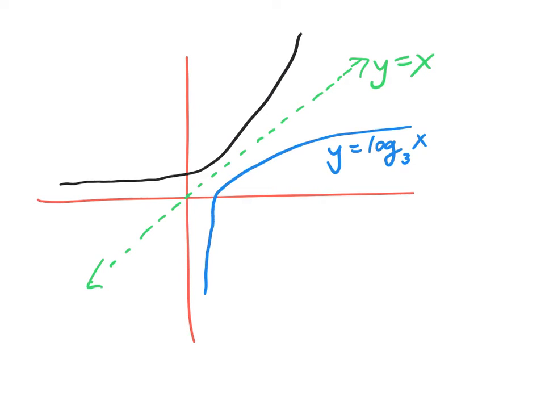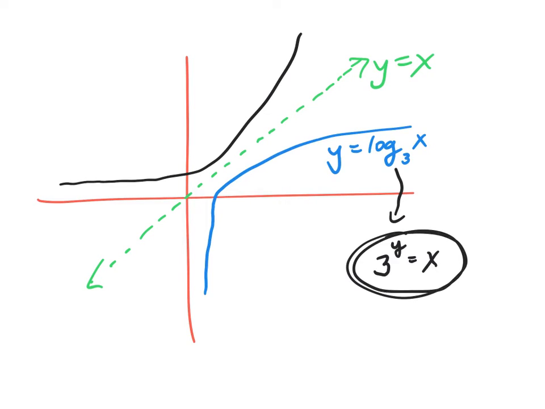And now, let's do a rewrite. 3 to the y is equal to x. That is the same exact thing as that, though. Those are not inverses of each other. That's a rewrite. That's the same equation written in a different way.